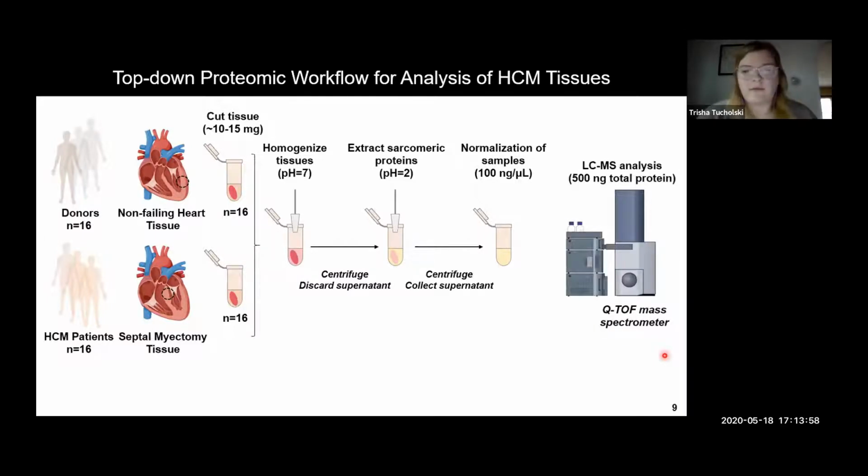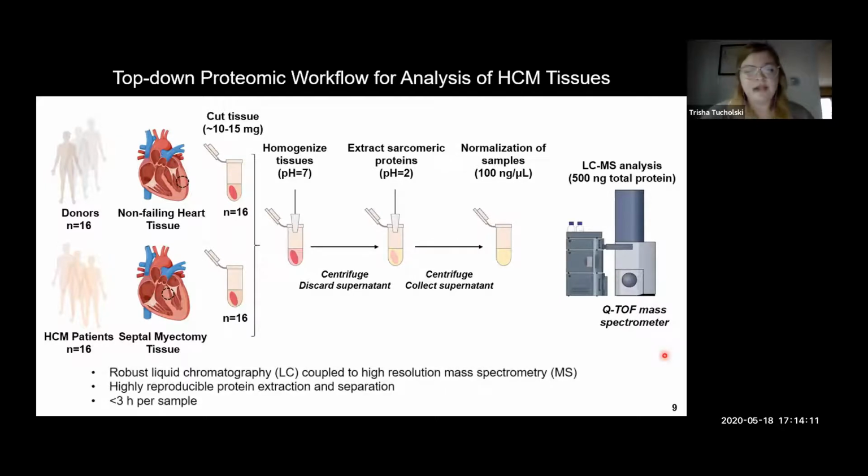The type of liquid chromatography that we used was reverse phase chromatography. So we separated all the proteins in our mixture by their hydrophobicity and then analyzed them using a quadrupole time of flight, or QTOF, mass spectrometer. And this was a really robust liquid chromatography platform, and it was very highly reproducible, which we really care about if we're trying to do any type of quantitative comparison. And it also took less than 3 hours per sample.